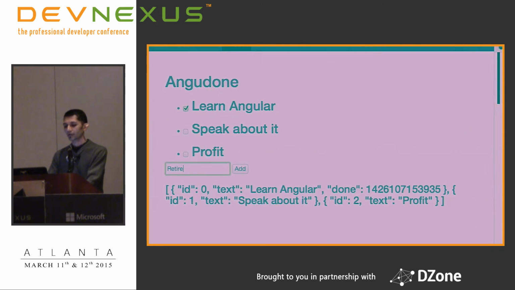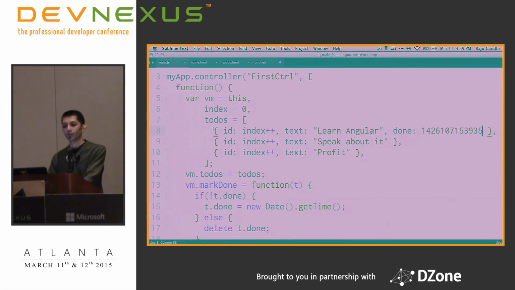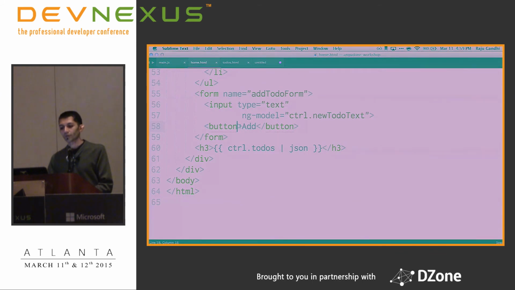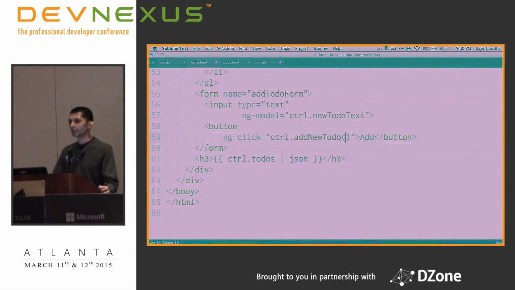Now, refresh the page. I type retire. I click. Nothing happens, right? Why? Because I haven't told the button to do anything. What do we want to happen? Well, we should probably create a new to-do on this array and add it. So most likely what we have to do is something like ng-click, remember the click that we use on the checkbox, and we're going to invoke a function. We're going to say controller.addNewTodo. What do you think this new to-do will need?